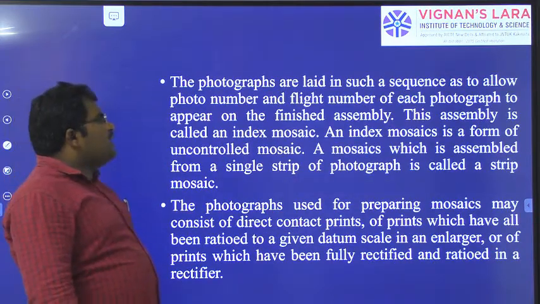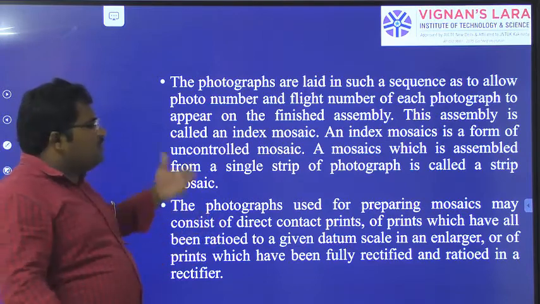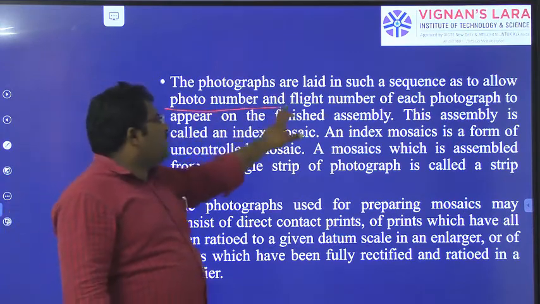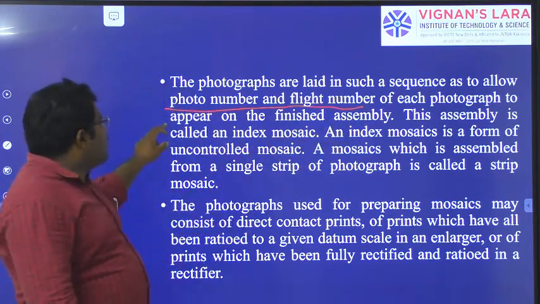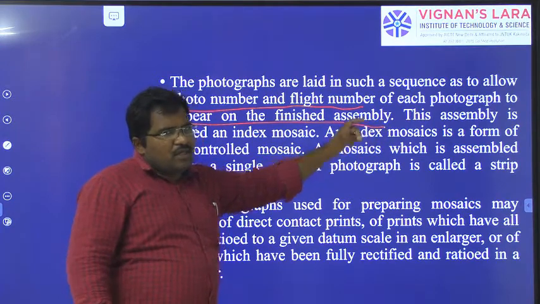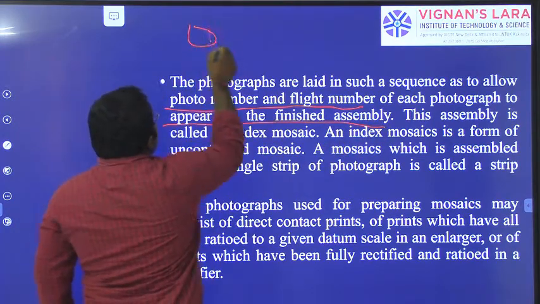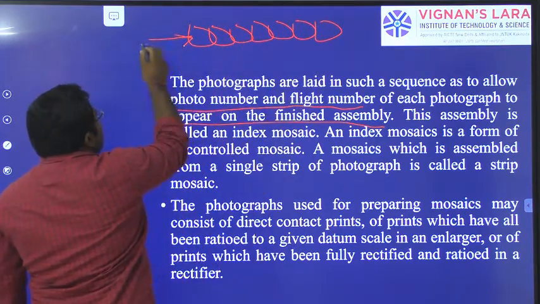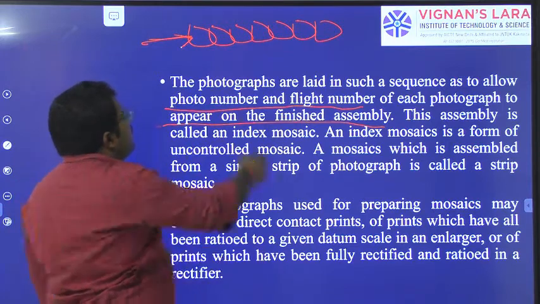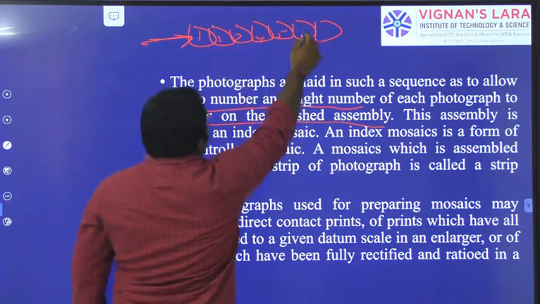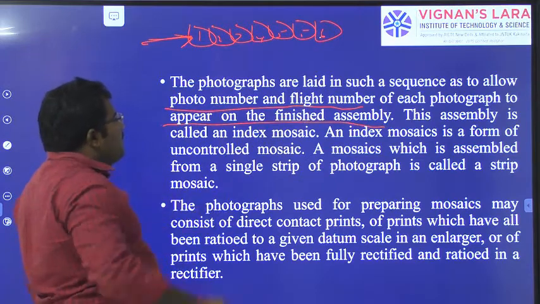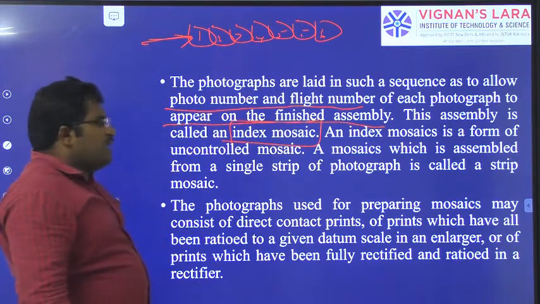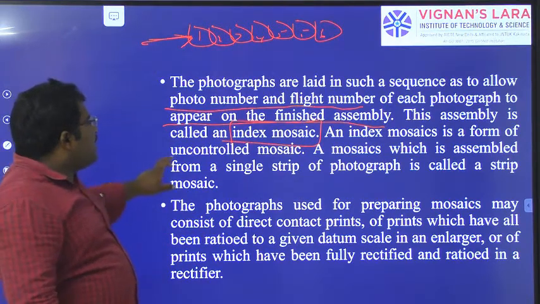Okay, the photographs are laid in a sequence, right? In the mosaic we need to arrange a sequence so as to allow the photo number and the flight number of each photograph to appear on the finished assembly, right? So if you arrange all the photographs, it shows which flight it is, first flight or second flight, and we have to locate the number of the photograph, 1, 2, 3, 4, 5, 6 like that, right? This assembly is called an index mosaic. An index mosaic is a form of uncontrolled mosaic.